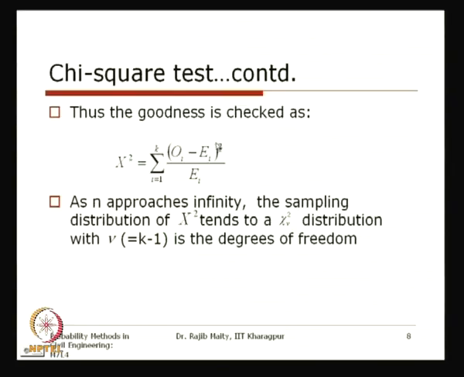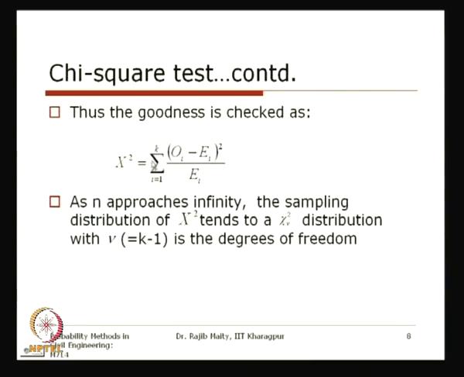It has been found that this chi-square statistic follows a chi-square distribution if n tends to infinity, that is the mathematical limit. For a large number of sample data points, this statistic follows a chi-square distribution, and this chi-square distribution has some degrees of freedom. Here the degrees of freedom is k minus 1.